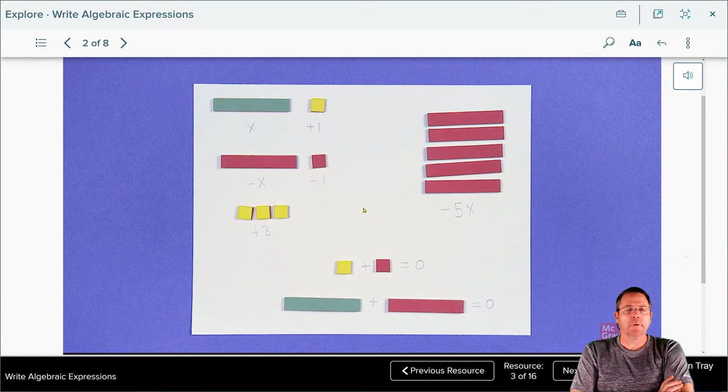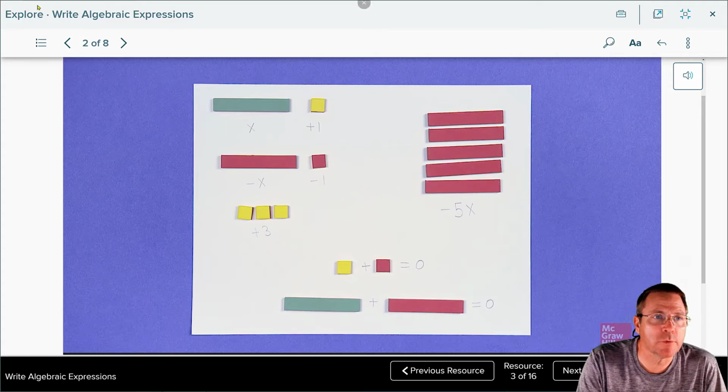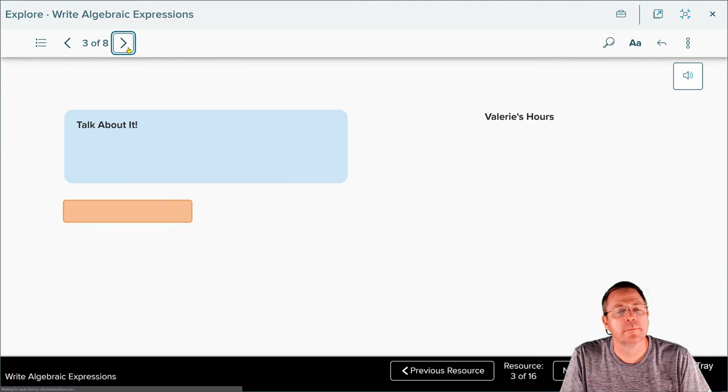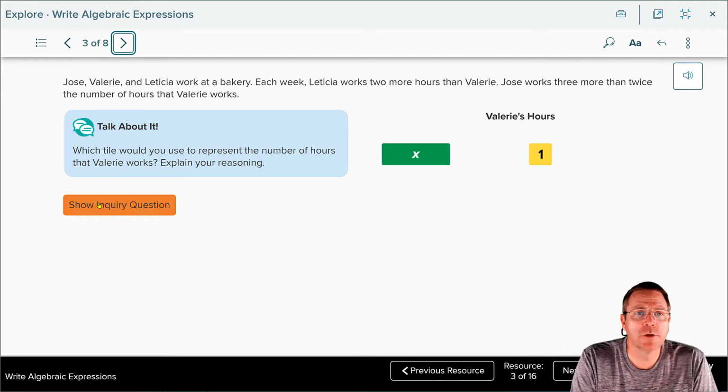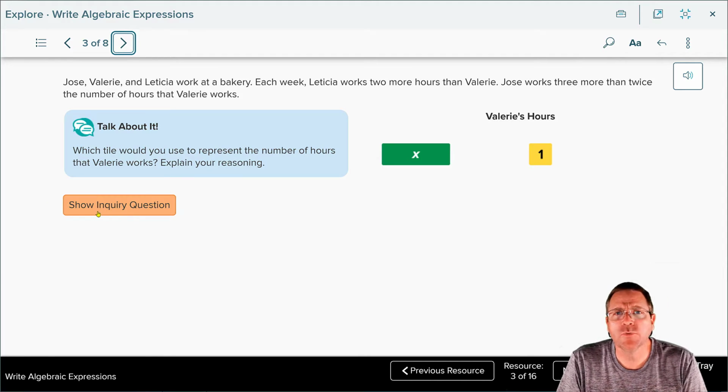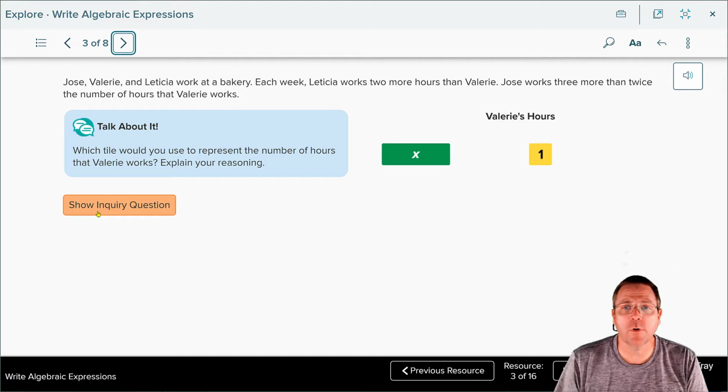Well, okay, let's see if they're going to let us actually play with some algebra tiles in this lesson. Jose, Valerie, and Letitia work at a bakery. Each week, Letitia works 2 more hours than Valerie. Jose works 3 more than twice the number of hours Valerie works. Well, that's kind of complicated, isn't it? Which tile would you use to represent the number of hours that Valerie works?